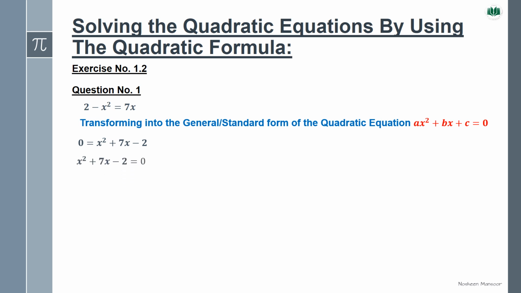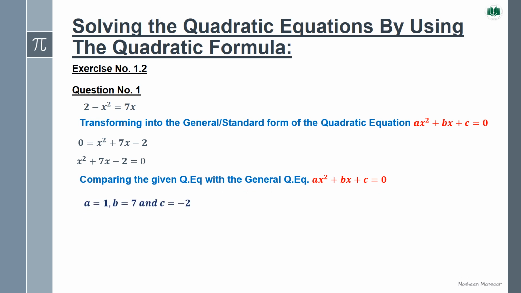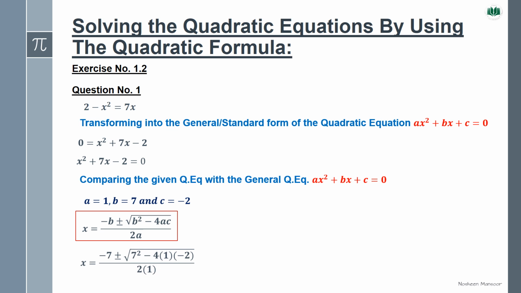And we need 0 on the right hand side, so we can write it as x square plus 7x minus 2 is equal to 0. Now comparing it with the general form, here the coefficient of the leading term, that is a, is equal to 1, the coefficient of the middle term b is equal to 7, and the constant c is minus 2. Putting these values in the quadratic formula, here x is equal to minus 7 plus minus under the root 7 square minus 4 into 1 into minus 2 divided by 2 into 1.